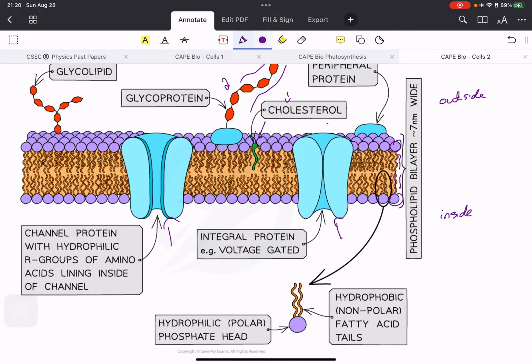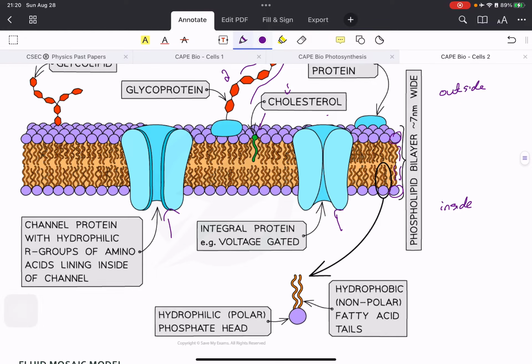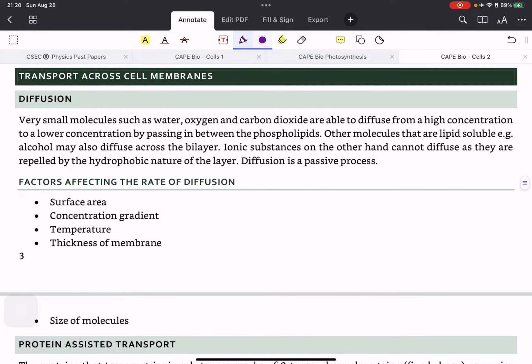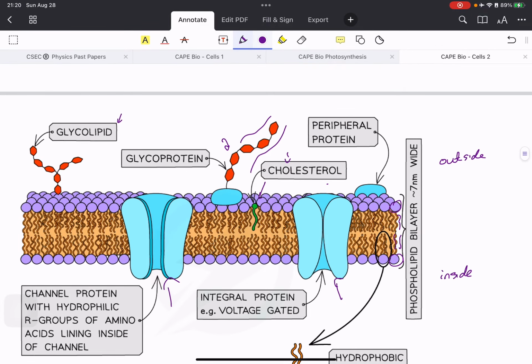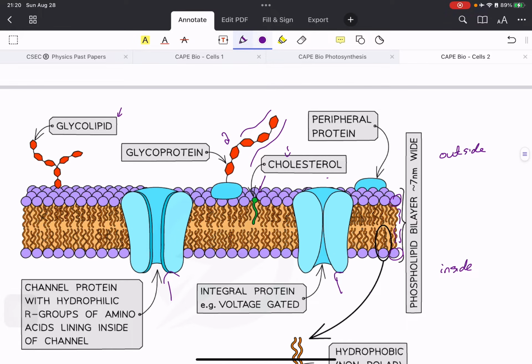But before we go to facilitated diffusion, let's just remind ourselves what diffusion actually is. Alright, so diffusion is essentially the movement of molecules from an area of high concentration to an area of low concentration. Right, and there are many different factors affecting the rate of diffusion. I have this all in a note right down here, right? So you don't need to worry about missing it, okay? But the real key is protein-assisted transport via the channel proteins and the voltage-gated proteins.